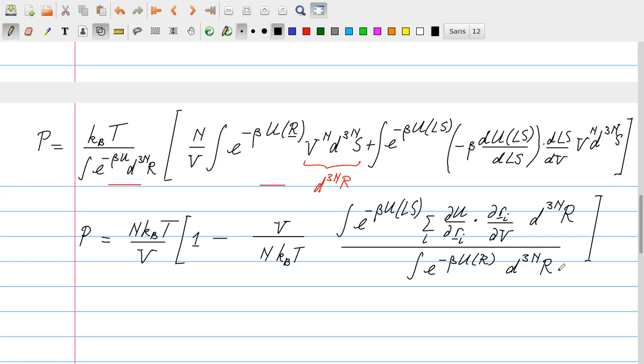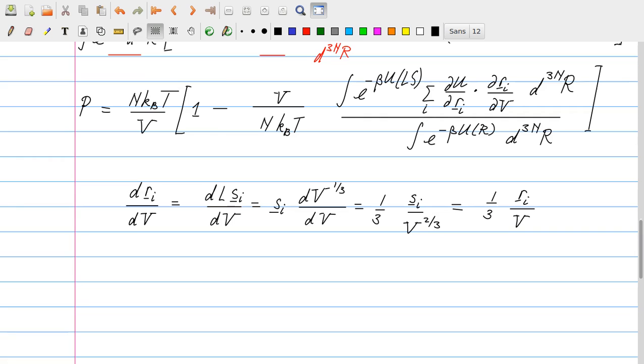Now the main difficulty which remains is to work out the derivative of dRi with respect to dV, and we do that as follows. So we now work out this derivative, dRi dV, and we realize that the Ri can be written as L times Si. The Si is independent of V because that's a coordinate within the unit cube, and the L, however, depends on V because L is V to the power 1/3. And then if we take the derivative with respect to V, we immediately recognize this as Si over V to the power 2/3. We restore the L in front of the Si in order to get Ri back again, and we get 1/3 Ri divided by V.